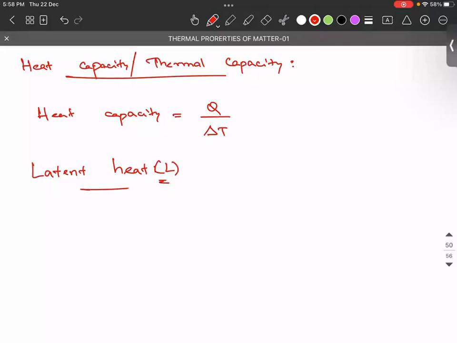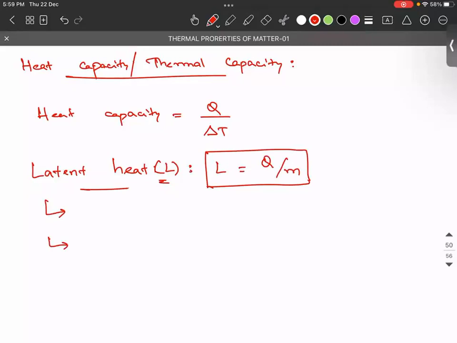So how do you write it mathematically? L will be equal to Q by M. So L will be equal to Q divided by M. There is no delta T. Okay. So when it comes to latent heat, again it is subclassified into two types.